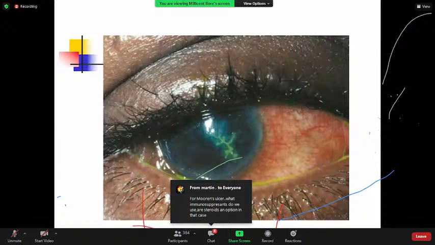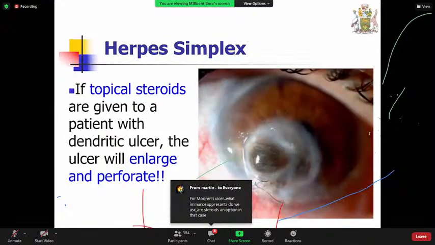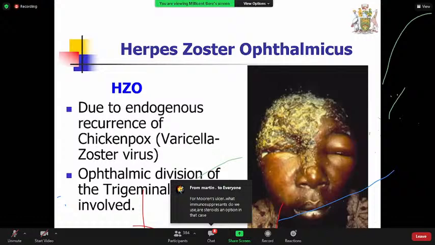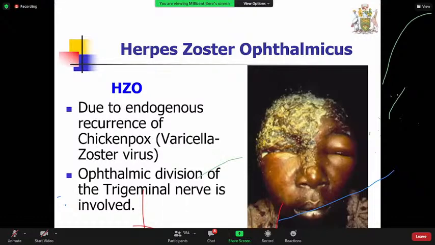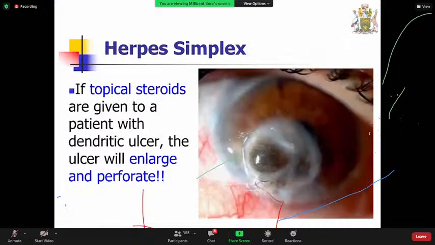But the key thing you need to know is, in zoster you'll see the skin lesions. It respects a dermatome. They'll complain of a tingling sensation in that dermatomal area. Always start the oral antivirals. But in simplex, we start with the topical only.